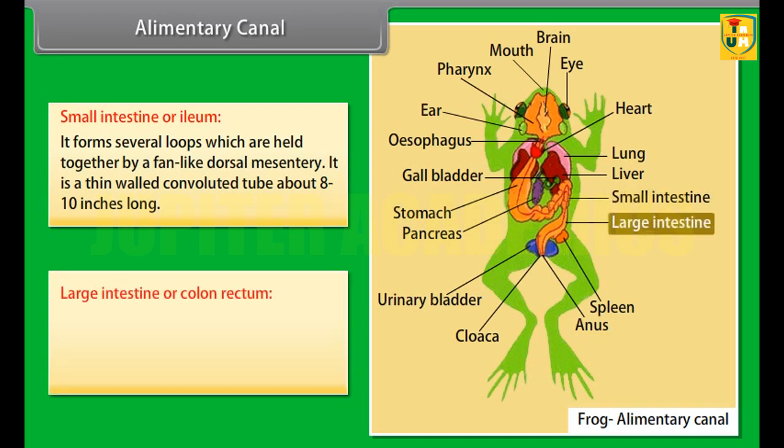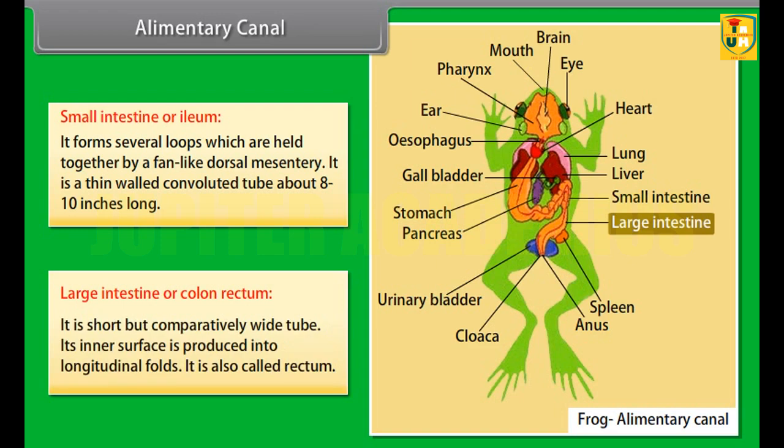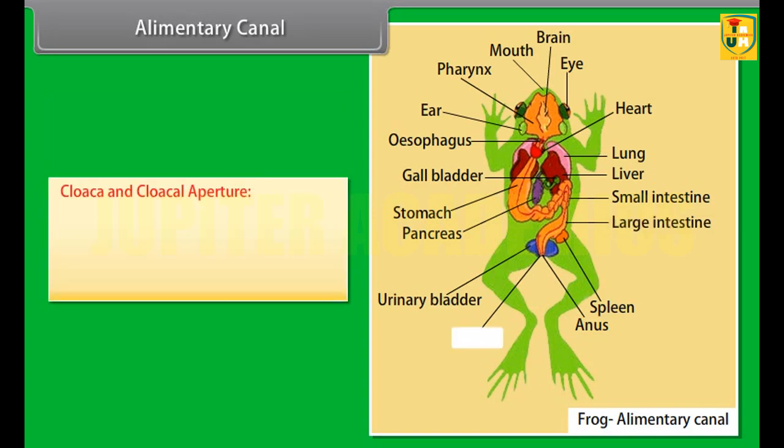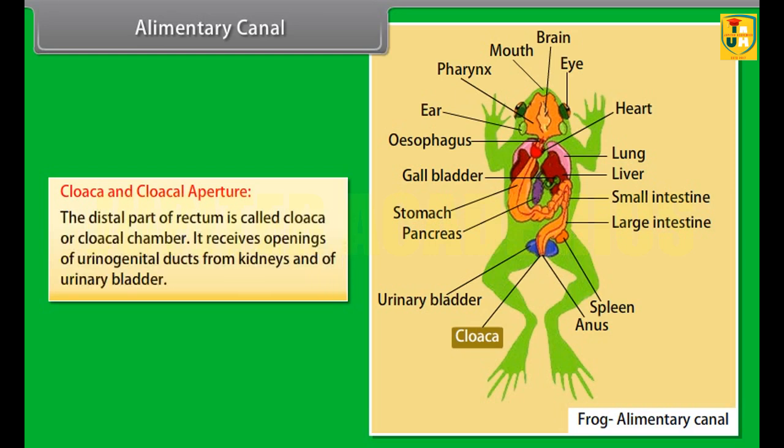Large intestine or colon rectum. It is a short but comparatively wide tube. Its inner surface is produced into longitudinal folds. It is also called rectum. Cloaca and cloacal aperture. The distal part of the rectum is called the cloaca or cloacal chamber. It receives openings of urinogenital ducts from kidneys and of the urinary bladder.